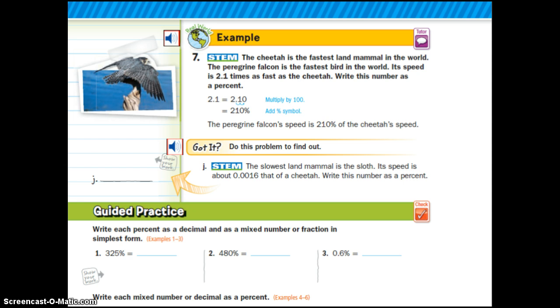Okay, so a cheetah is the fastest land animal in the world. The peregrine falcon is the fastest bird in the world. Its speed is 2.1 times as fast as a cheetah. Write that as a percent.